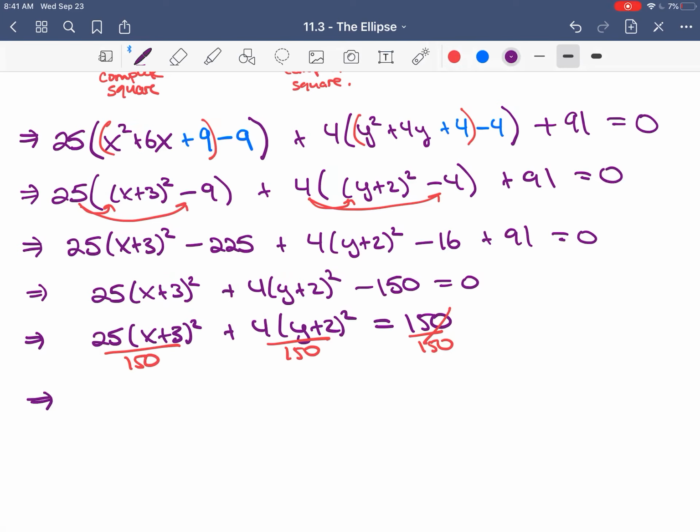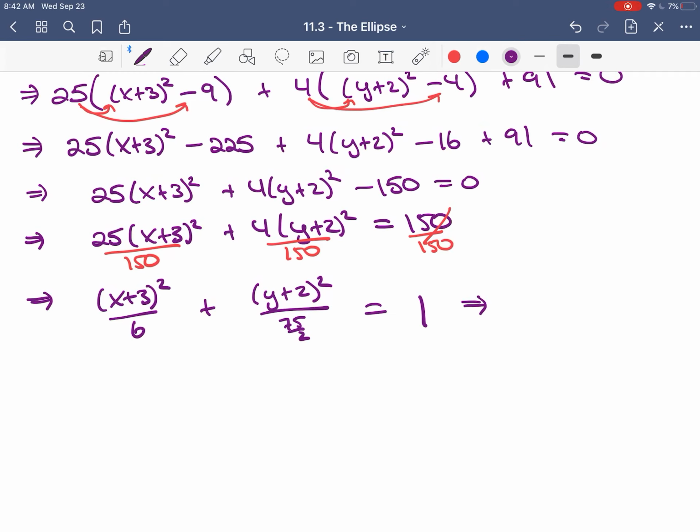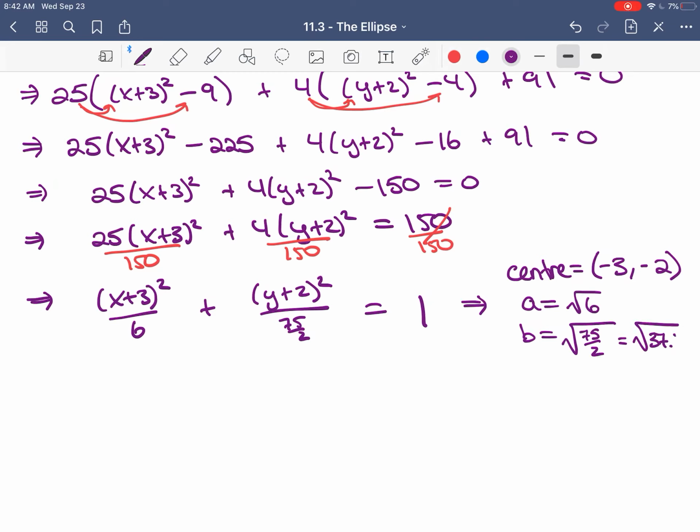Okay, so then I get x plus 3 squared over 6 plus y plus 2 squared over 150 divided by 4, which is actually a fraction, so it's 75 over 2, and that's going to equal 1. Okay, so now I'm in the right form. This tells me that my center is the point negative 3, negative 2. My a value is the square root of 6, and my b value is the square root of 75 over 2, or if you want, the square root of 37.5.